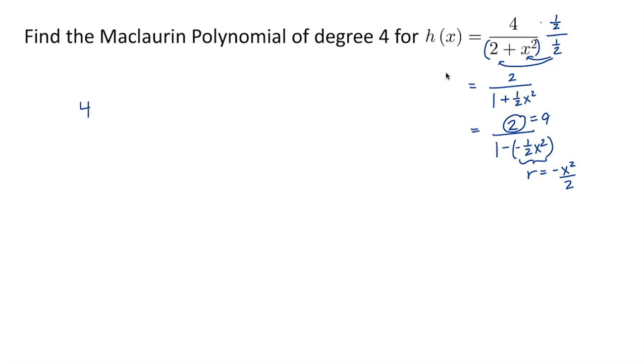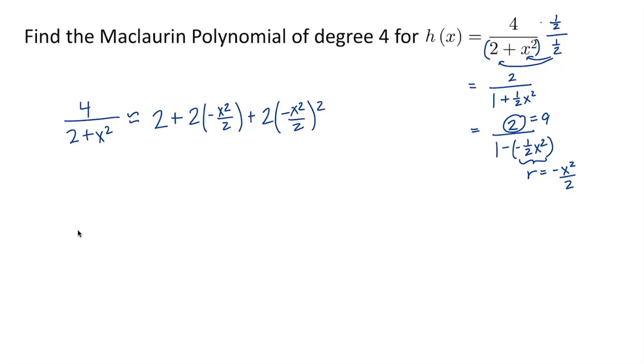All right, so 4 over 2 plus x squared is approximately a, our starting value, which is 2. Right, that's what we got over here, 2. And then we're going to multiply 2 by the r value, -x squared over 2. And then we're going to do it again, 2 times -x squared over 2 squared. And I'm actually going to stop because I wanted a degree 4 polynomial. And if I notice here, x squared squared will give me an x to the 4th. So let's just clean this up a little bit.